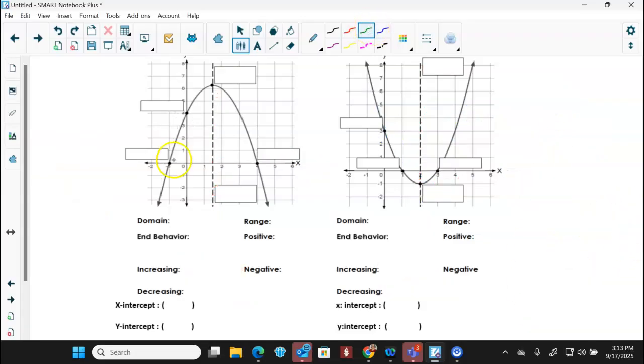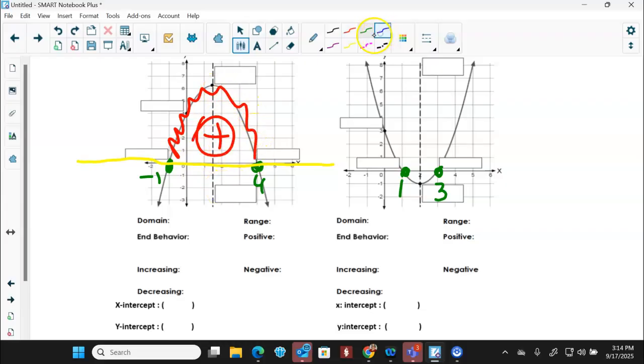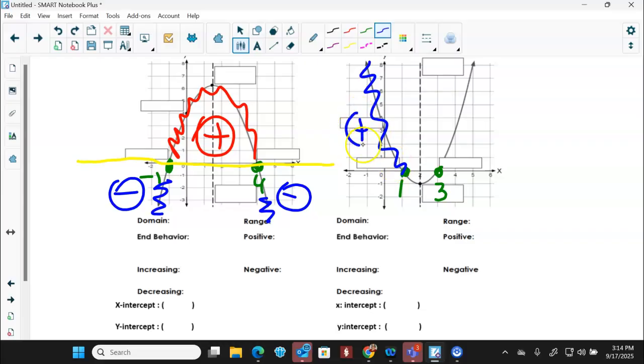Positive and negative numbers are always dependent on your x-intercepts. So this is at -1, and this is at 4, and this is at 1, and this is at 3. So again, positive and negative numbers are dependent on the x-axis. So the x-axis is right here. Whatever is above that, the whole entire thing, is considered positive. Whatever is below that, right here, is considered negative. Okay? Here it's backwards. Above that, positive. Below that, negative. Okay?